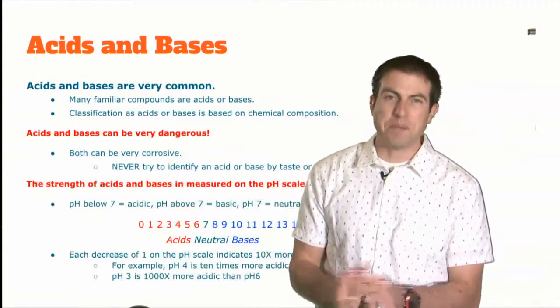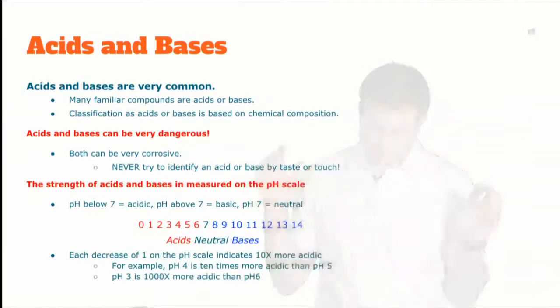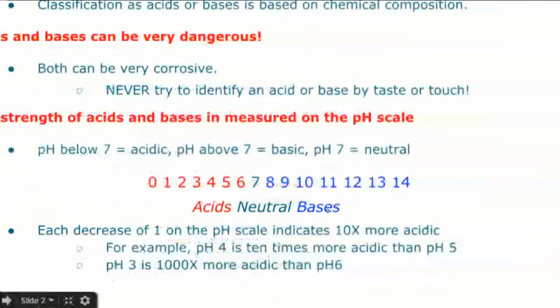So we have a pH scale. It goes from 0 to 14, and right in the middle is 7, and 7 is neutral. So if something has a pH of 7, it's neutral. If something has a pH of 0, 1, 2, 3, 4, 5, 6, we call it an acid. And if something has a pH of 8 through 14, we call it a base. So this tells us how strong an acid is or how strong a base is.